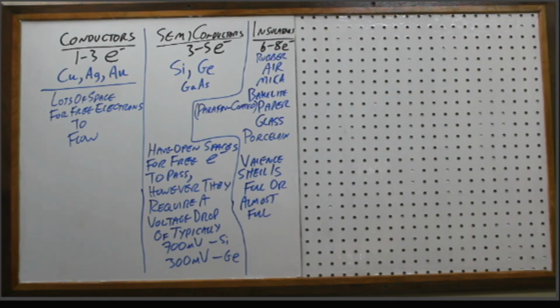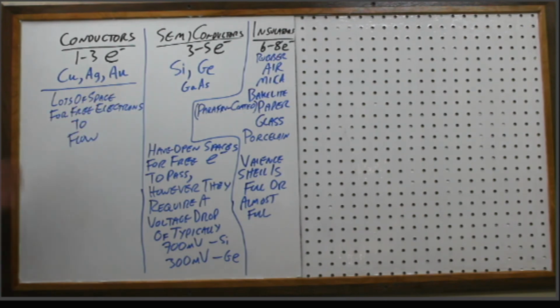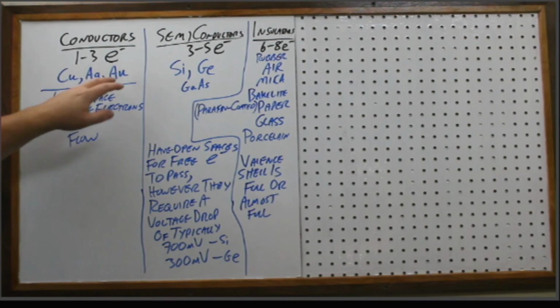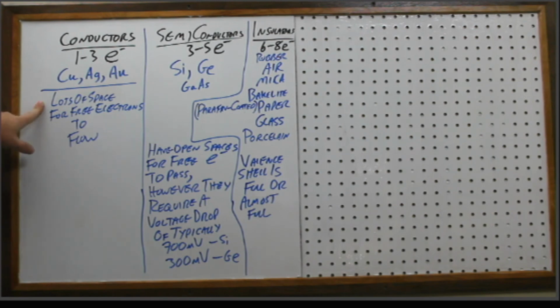discussed very early on. We talked about the idea of conductors versus semiconductors versus insulators, and that conductors have between 1 to 3 electrons, lots of free space for free electrons to flow. Copper, silver, gold, all possible candidates for conductors. Okay, and in that space, I mean in the valence shell of the atom.